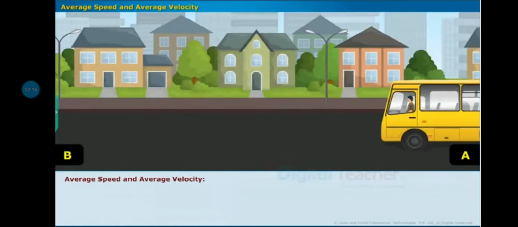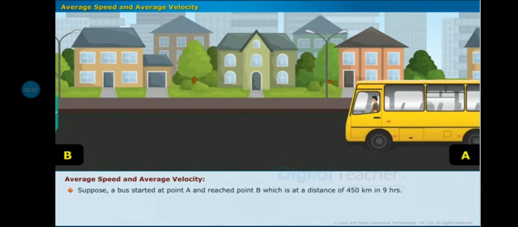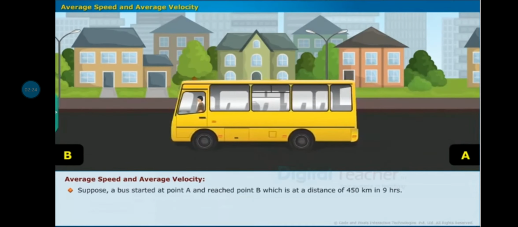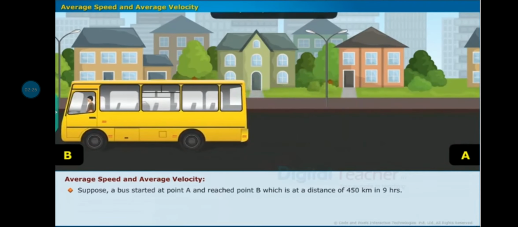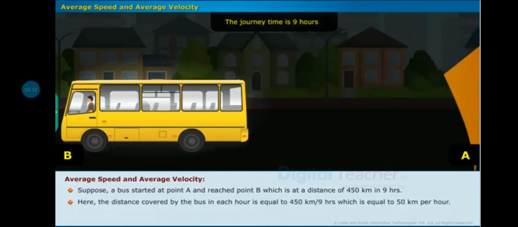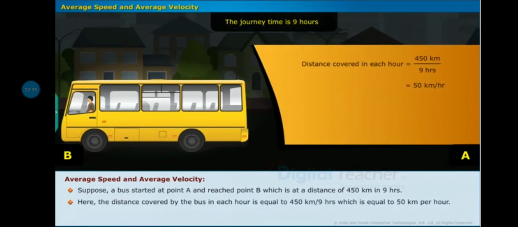Now, the next topic is average speed and average velocity. Suppose a bus started at point A and reached point B, which is at a distance of 450 km, in 9 hours. Here, the distance covered by the bus in each hour is equal to 450 km per 9 hours, which is equal to 50 km per hour.